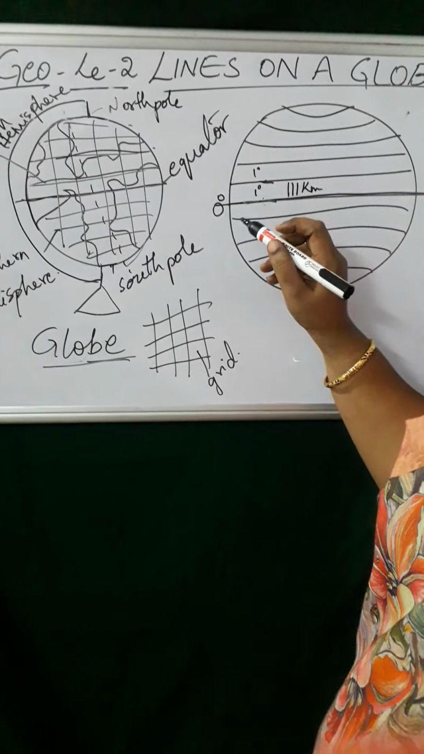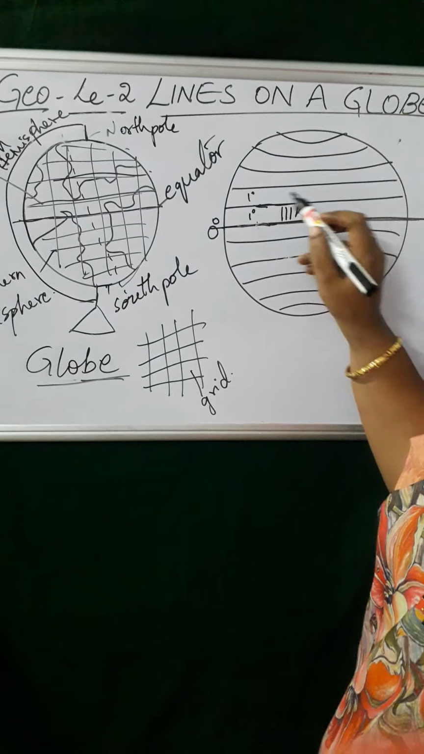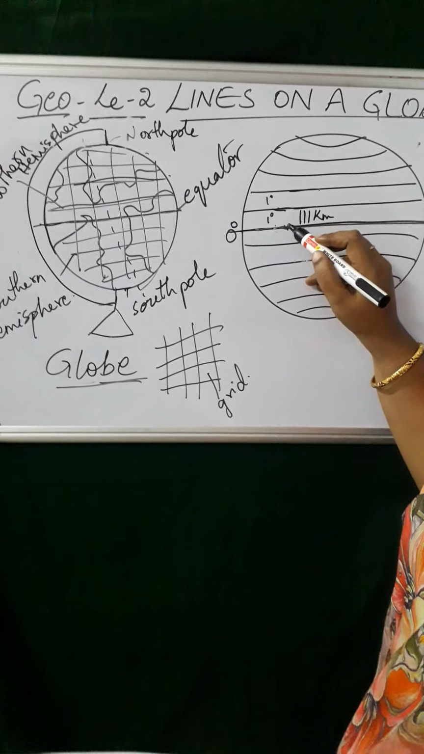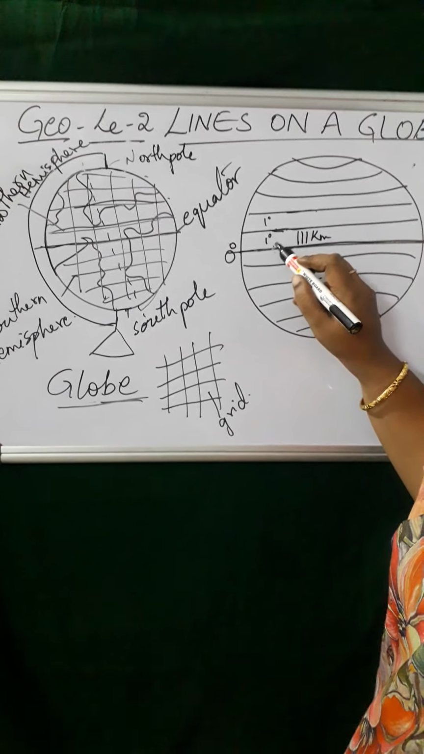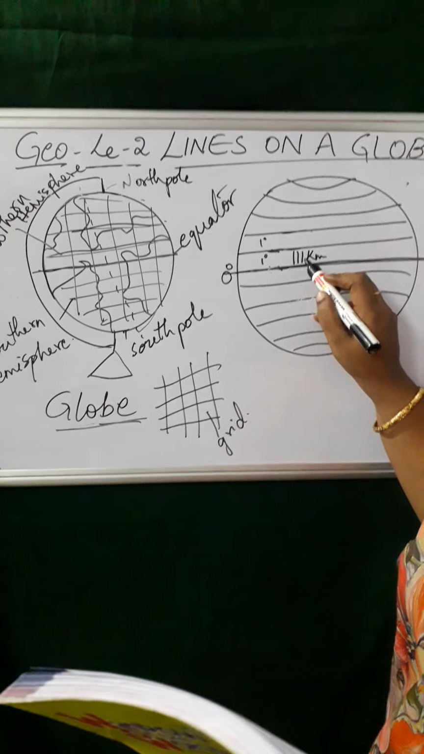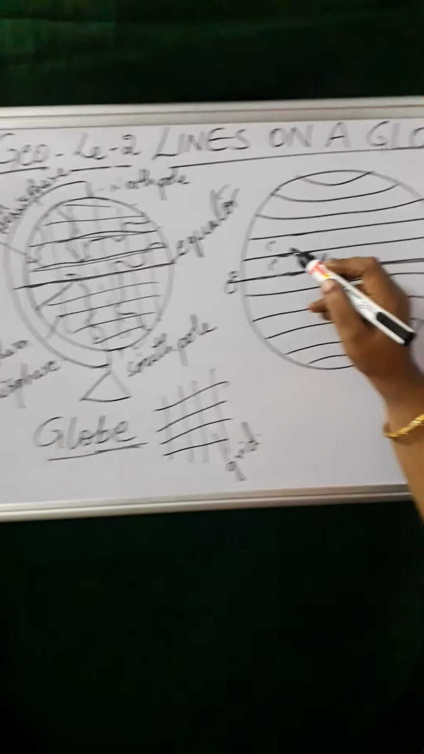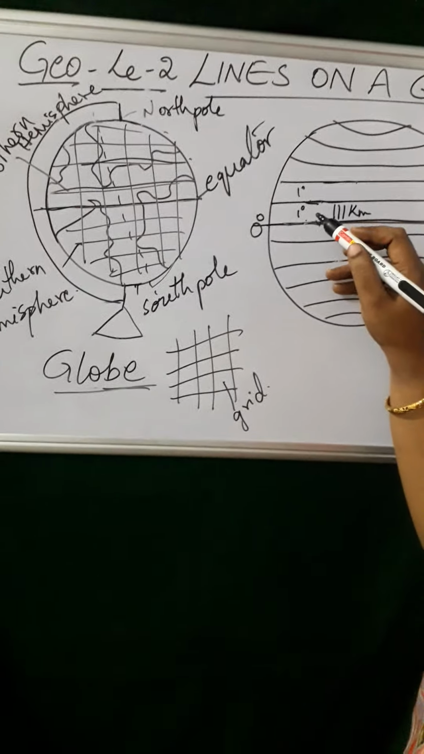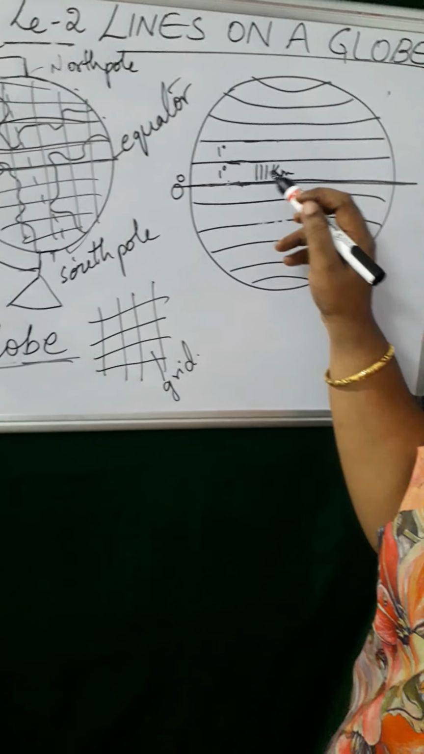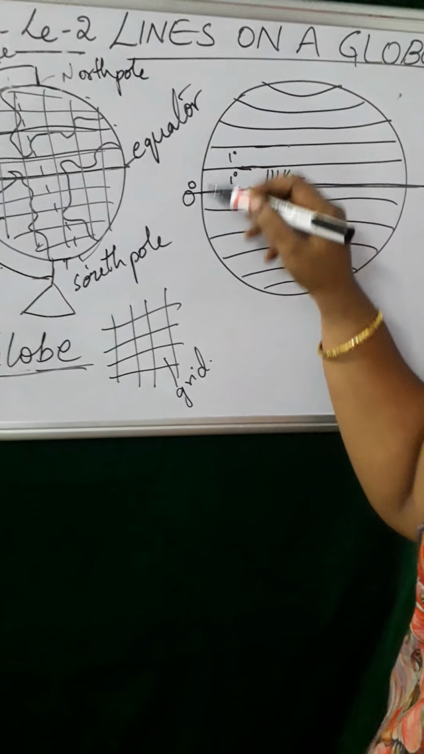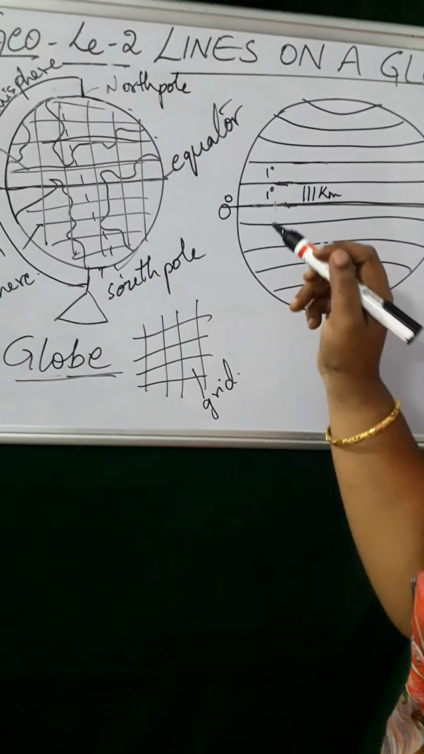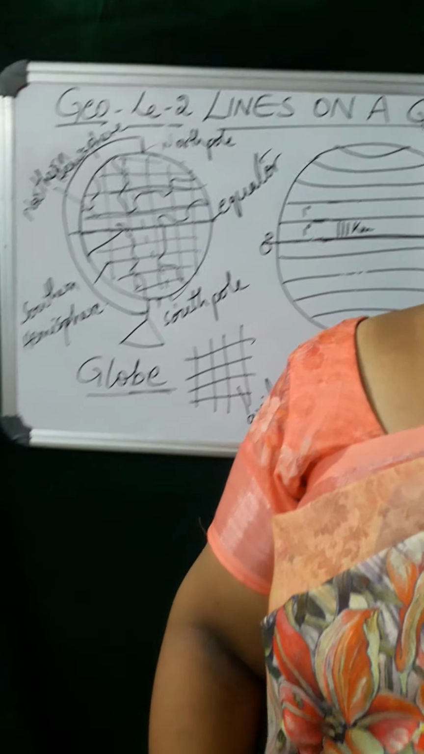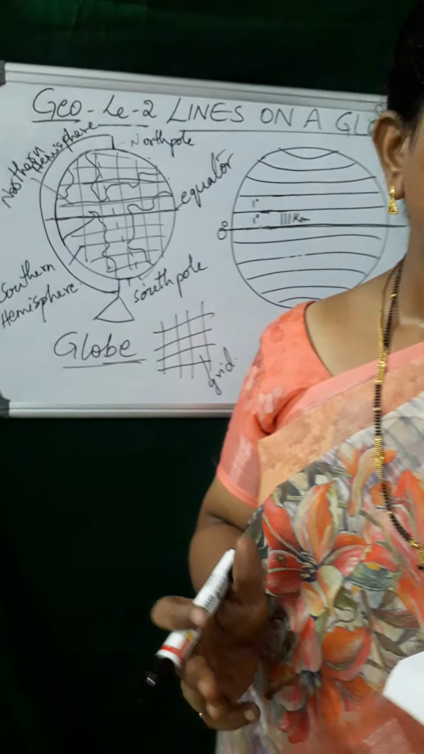I am saying once again, see children. These are lines of latitudes. They are also called parallels. The distance between one parallel and another parallel is 1 degree. 1 degree is nothing but 111 kilometers from one line to the other line. And each degree has 60 equal minutes and each minute is divided into 60 equal seconds. With the help of this, we have the heat zones. So parallels help us mark the heat zones of the earth.